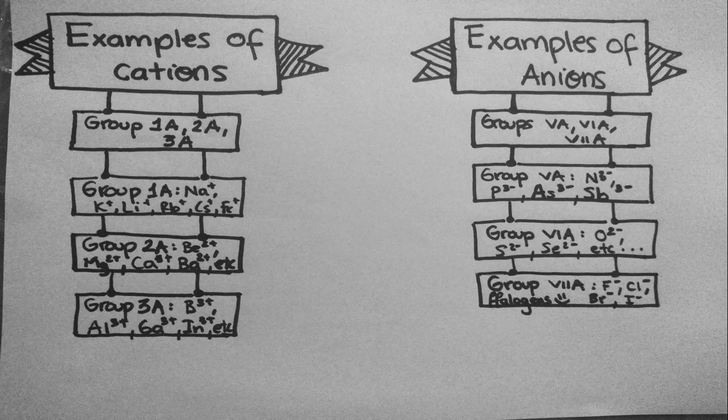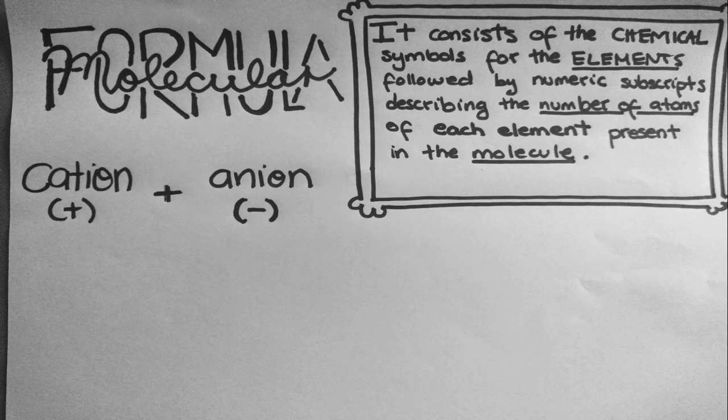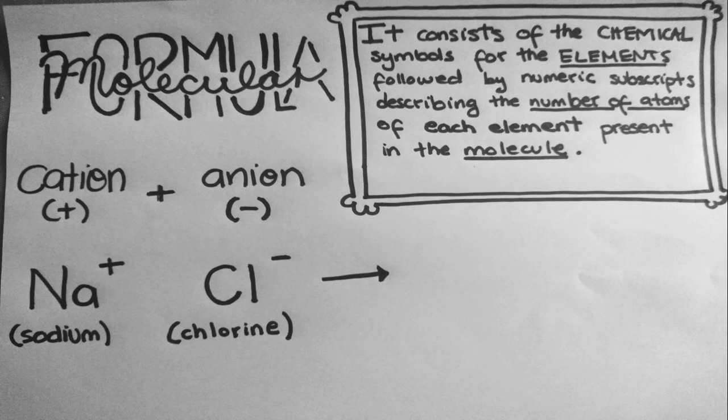Let's continue. How can we write molecular formulas? Well, first, let's define what a molecular formula is. It consists of the chemical symbols for the elements followed by numeric subscripts describing the number of atoms of each element present in the molecule. So I chose this example of common salt. All the ionic formulas are composed of a cation and an anion.